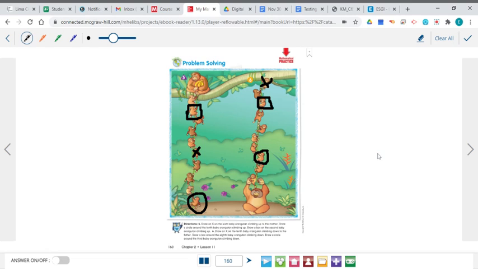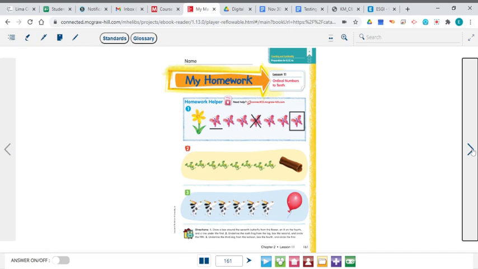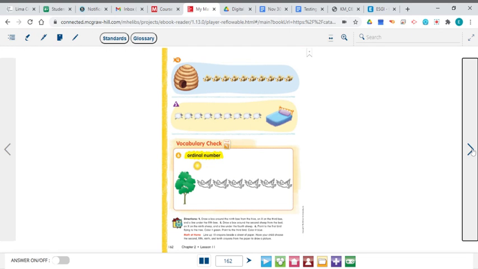All right, good practice. All right, you will be taking a look at pages 161 and 162, and you'll be doing those by yourself and then turning those in on Schoology to show me that you've been working really hard with your ordinal numbers to the 10th.